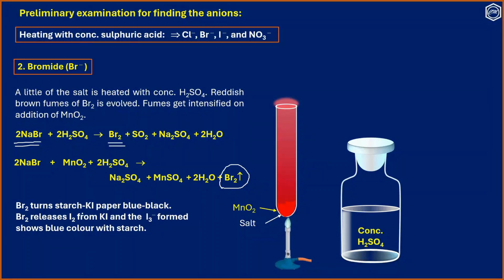Bromine turns starch potassium iodide paper blue-black. Bromine releases iodine from potassium iodide and the I3- formed in the reaction mixture shows a blue color with starch.